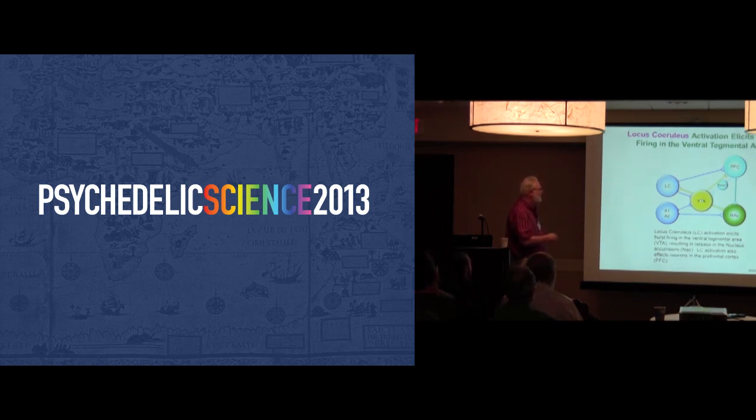Locus coeruleus sends projections to the prefrontal cortex and the ventral tegmental area. The nucleus accumbens is also part of the reward pathway. These are other adrenergic nuclei in the brainstem. I don't know that there are serotonin 2A receptors there, but there are in the locus coeruleus, so you have this complex interaction between locus coeruleus, PFC, and VTA.